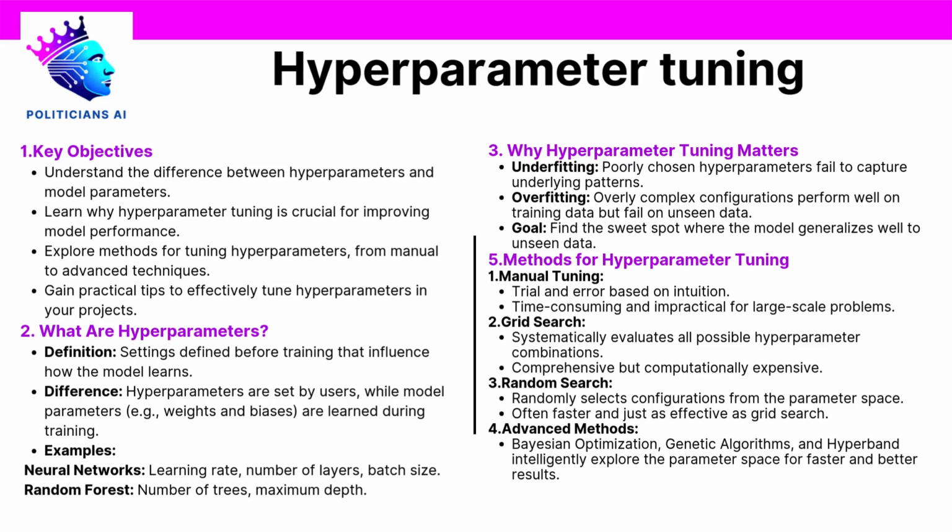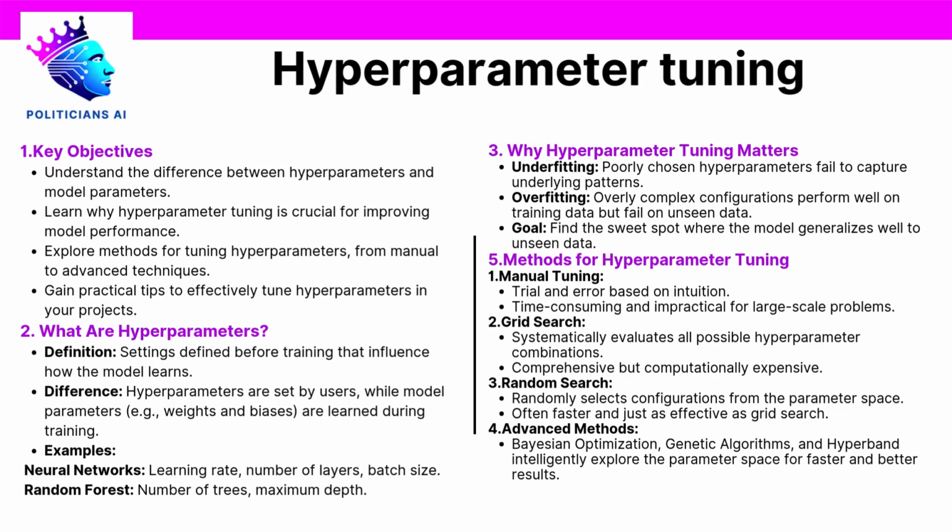To overcome the limitations of manual tuning, we have automated methods like grid search. In grid search, we define a set of possible values for each hyperparameter and systematically evaluate every possible combination. For example, if you're tuning a decision tree, you could test depths of 5, 10, and 15, along with minimum sample splits of 2, 4, and 6. This creates a grid of all possible combinations, which the system tests one by one. The advantage is that grid search ensures you cover the entire parameter space. However, it's computationally expensive, especially when the grid becomes large.